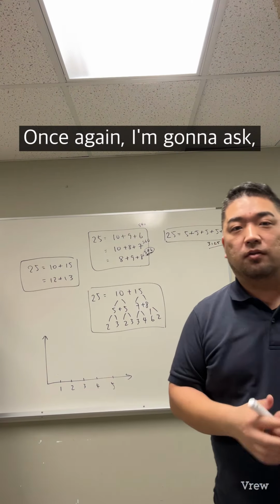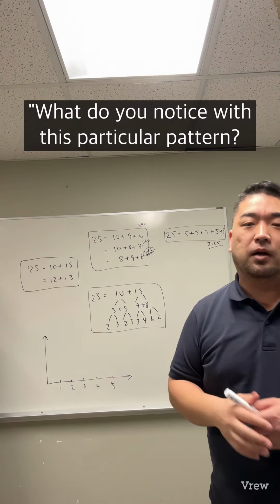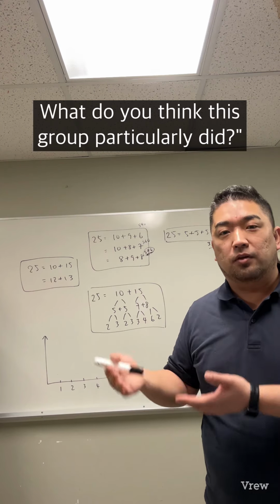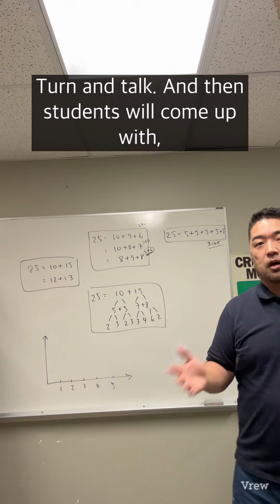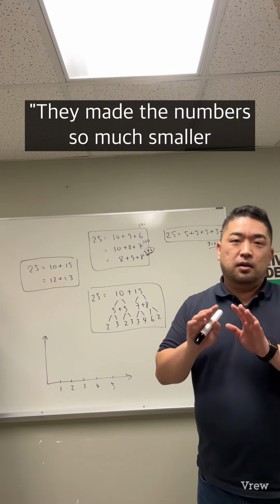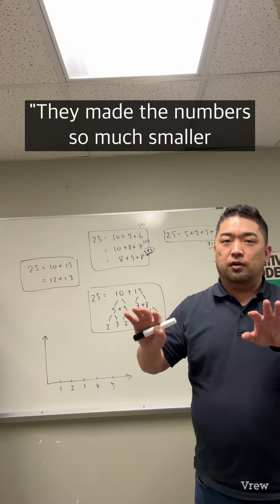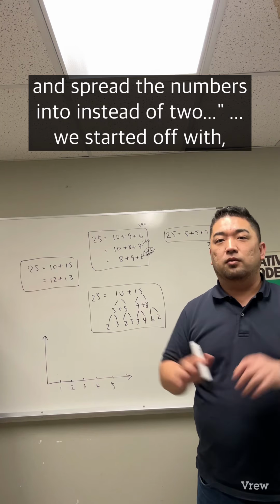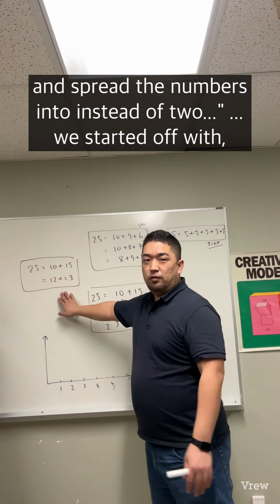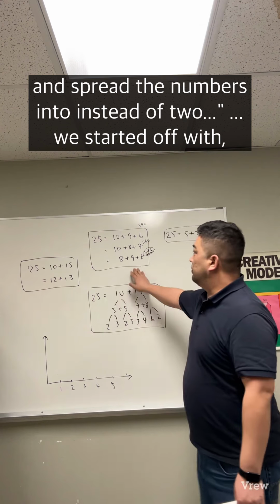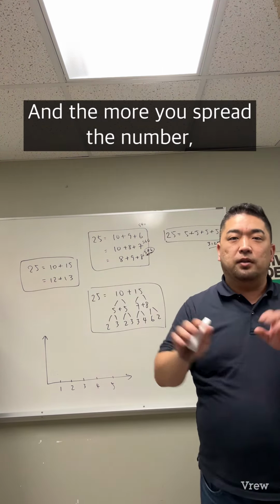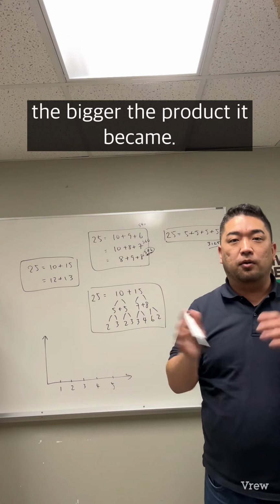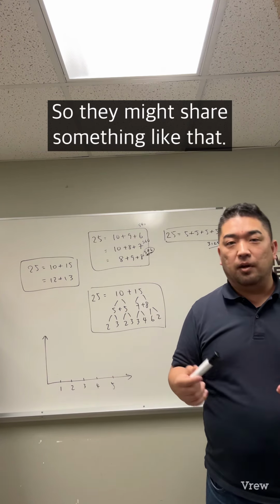Once again, I'm going to ask, what do you notice with this particular pattern? What do you think this group particularly did? Turn and talk. And then students will come up with, they made the numbers so much smaller and spread the numbers into, instead of 2 that we started off with, instead of 3, now 5. And the more you spread the number, the bigger the product became. So they might share something like that.